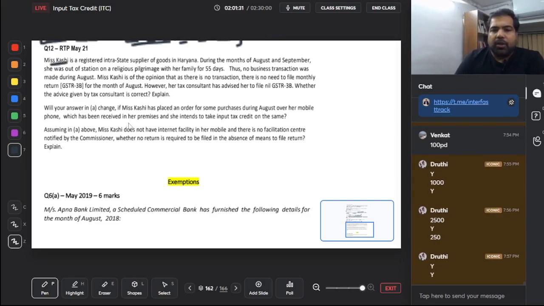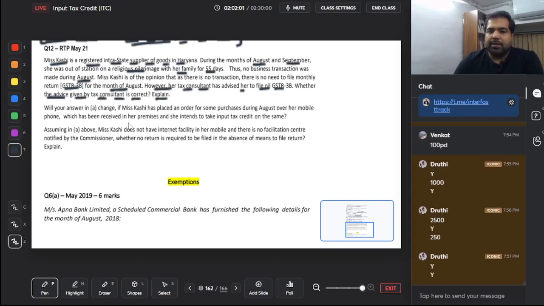Miss Kashi is a registered intrastate supplier of goods in Haryana. During the months of August and September, she was out of station on a religious pilgrimage with her family for 55 days. Thus, no business transaction was made during August. Miss Kashi is of the opinion that there is no transaction, so there is no need to file the monthly return GSTR 3B for the month of August. However, a tax consultant has advised her to file a nil GSTR 3B. Whether the advice given by the tax consultant is correct?